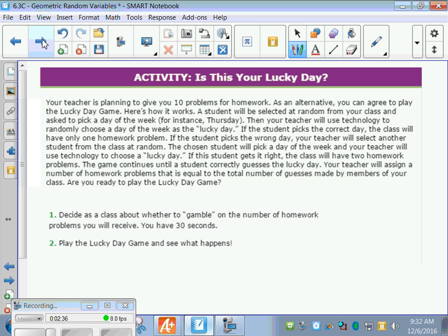We're not done. If the student picks the wrong day, your teacher will select another student from the class at random. The chosen student will pick a day of the week, and your teacher will use technology again to choose the lucky day. If the student gets it right, the class will have 2 homework problems. You got it right on the second try. The game continues until a student correctly guesses the lucky day. Your teacher will assign a number of homework problems that's equal to the total number of guesses made by members in your class. Oh, 70 cents for real? No, this isn't for real.